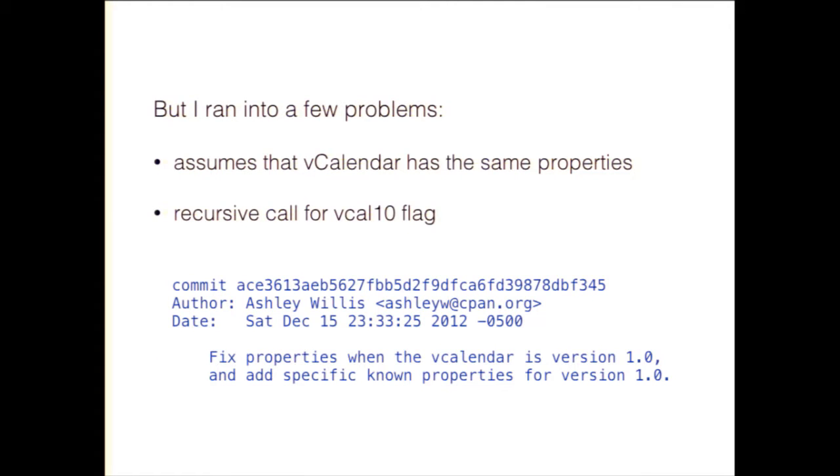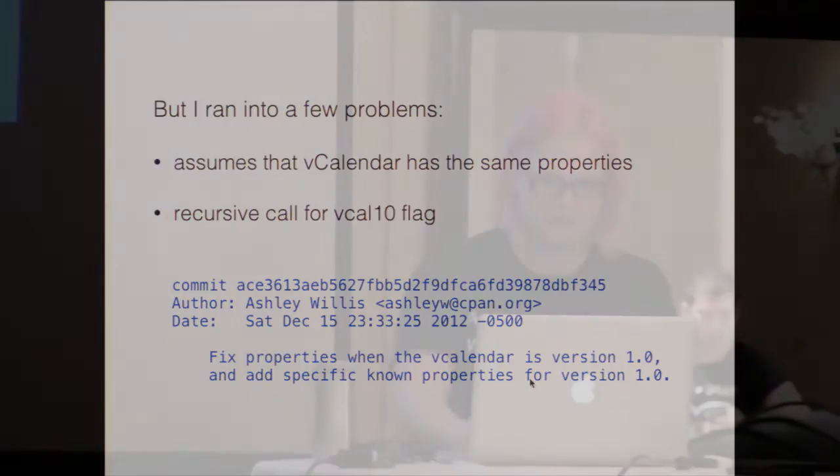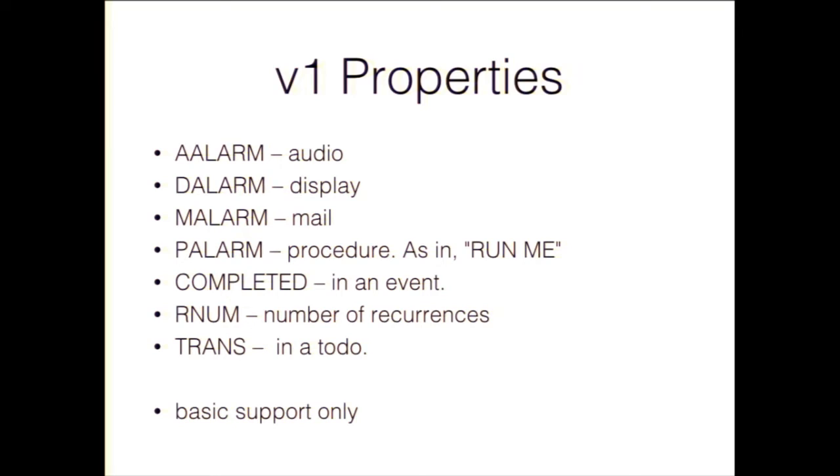But I ran into a few problems. It assumed that vCalendar has the same properties as iCalendar. There's also a recursive call for the 1.0 flag that was not being set when it would recurse deeper into the fields. So 6 years later, I submitted a patch that fixes this. That's pretty much a sign that you should never run into this. It's got several properties not in version 2, 4 different alarms. P-alarm is a binary from an FTP site and run it. That's brilliant.